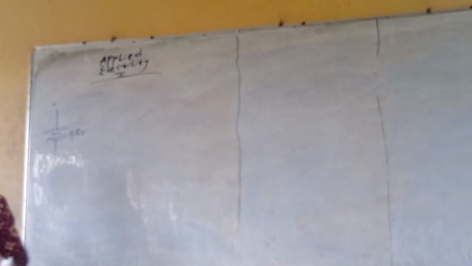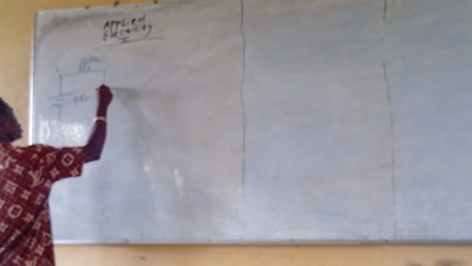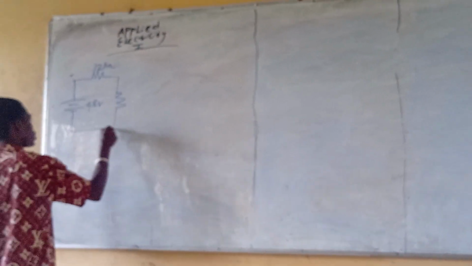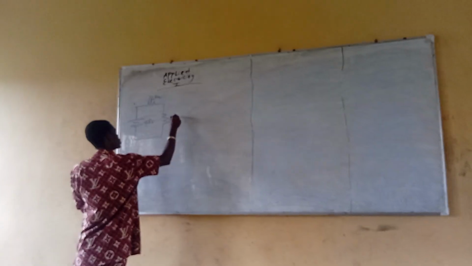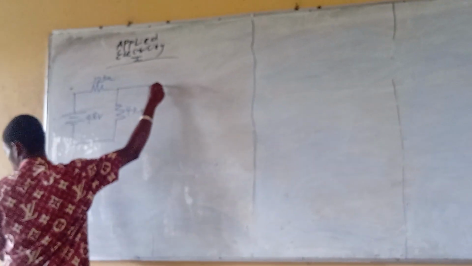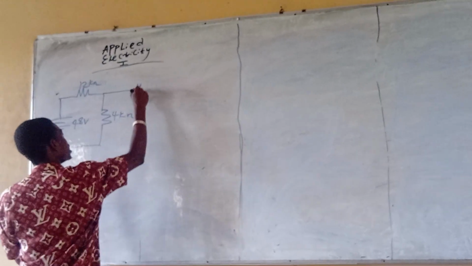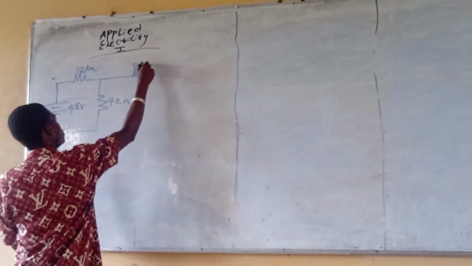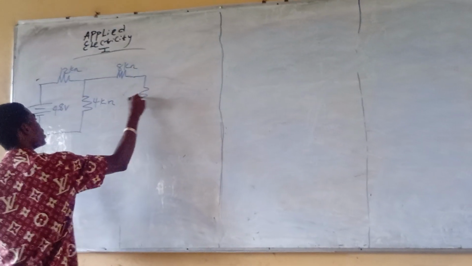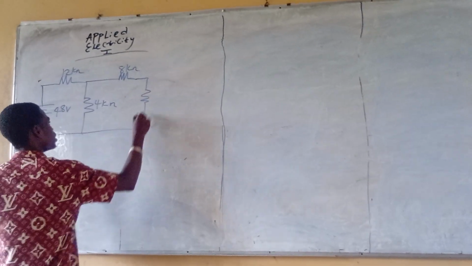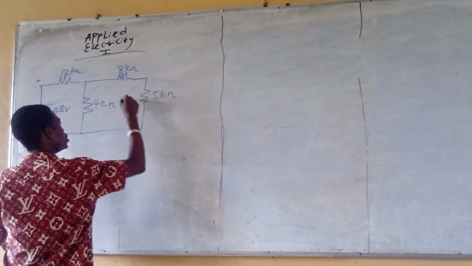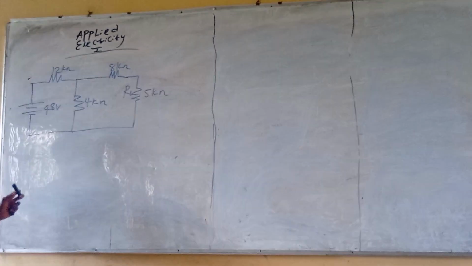48 volts, 12 kilo ohms, and this is 4 kilo ohms. Then, okay, we have here 8 kilo ohms. Then we have here 5 kilo ohms. So here is indicated RL.